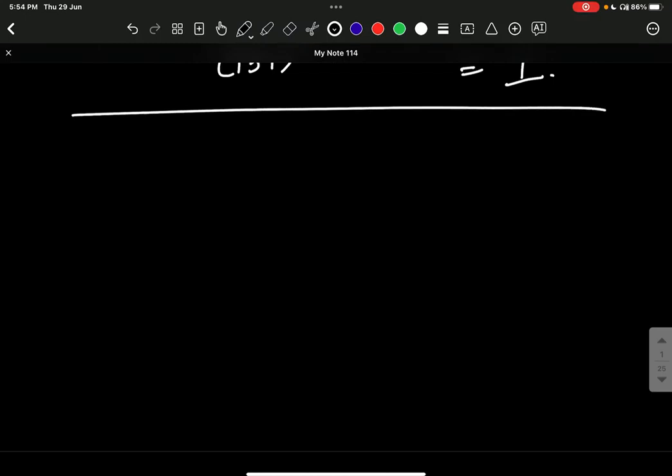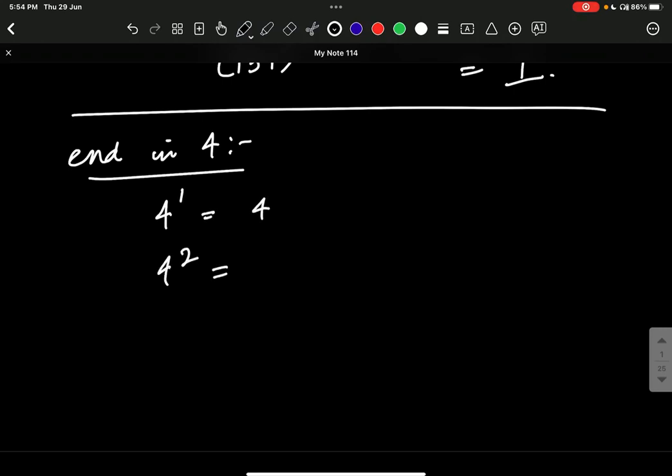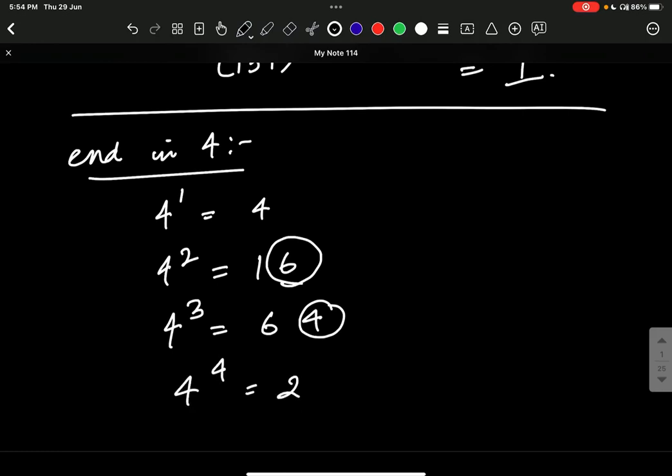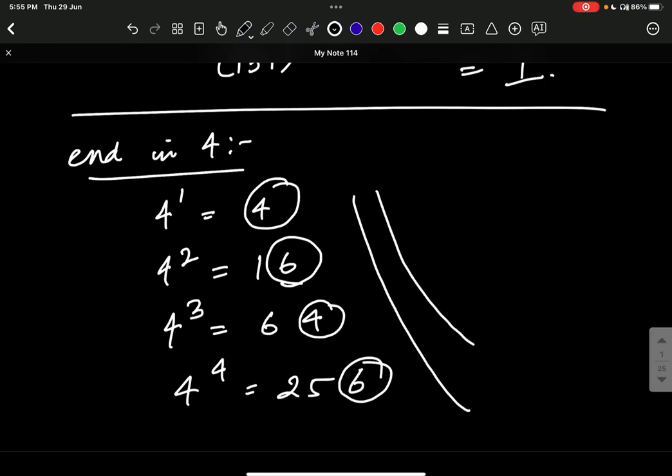Next is the rule for the integer that is going to end in 4. If the unit digit is 4, what is going to happen? See the scenario. If I write 4 raised to the power 1, that is nothing but 4. 4 raised to the power 2, 4 4s are 16, so the unit digit is 6. 4 raised to the power 3, 4 4s are 16, 4 6s are 64. Again 4. 4 raised to the power 4 is 256, again 6. So can you see the pattern over here? Now, can you analyze it?